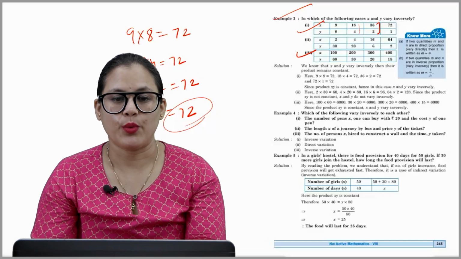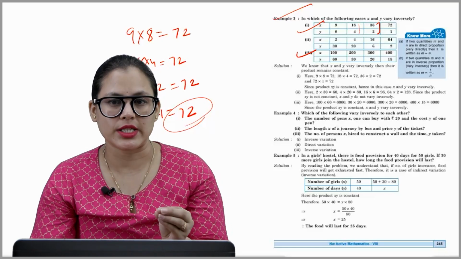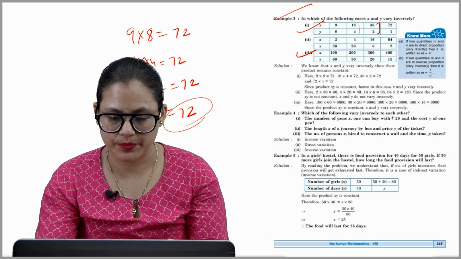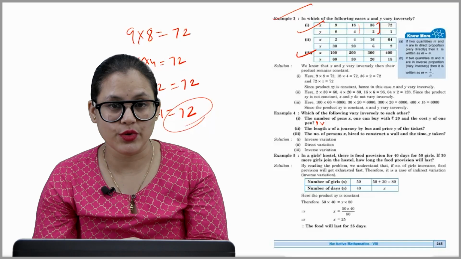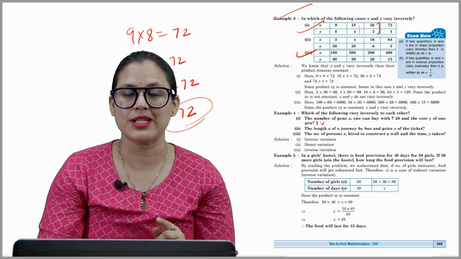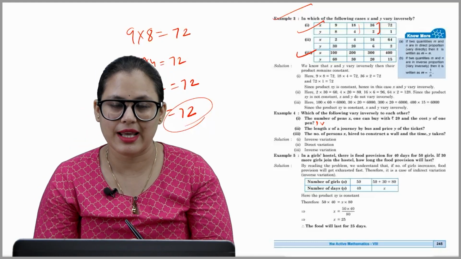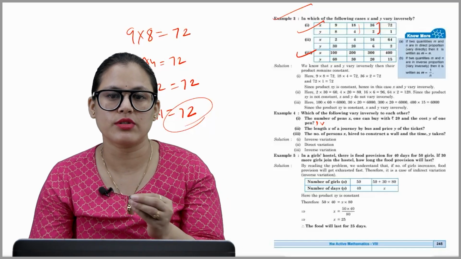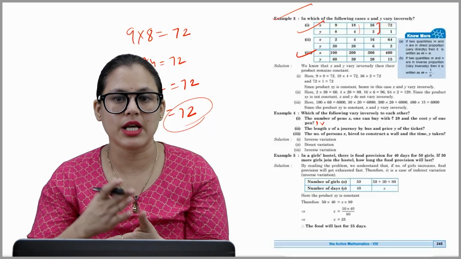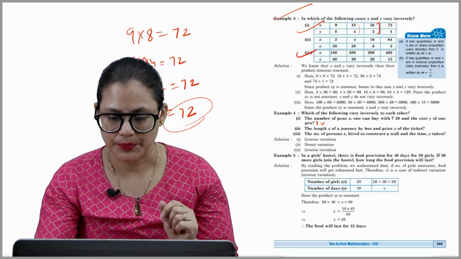Okay, example 4, which of the following vary inversely to each other? The number of pens x one can buy with rupees 20 and the cost y of 1 pen. Okay, so this is inverse variation. Next, the length x of a journey by bus and the price y of the ticket. This is direct variation, because as the length of the journey increases, the price of the ticket also increases. Okay, and 3 is the number of persons x hired to construct a wall and the time y taken. If the number of persons increases, then the time decreases. If the number of persons decreases, time increases. So this is inverse variation.